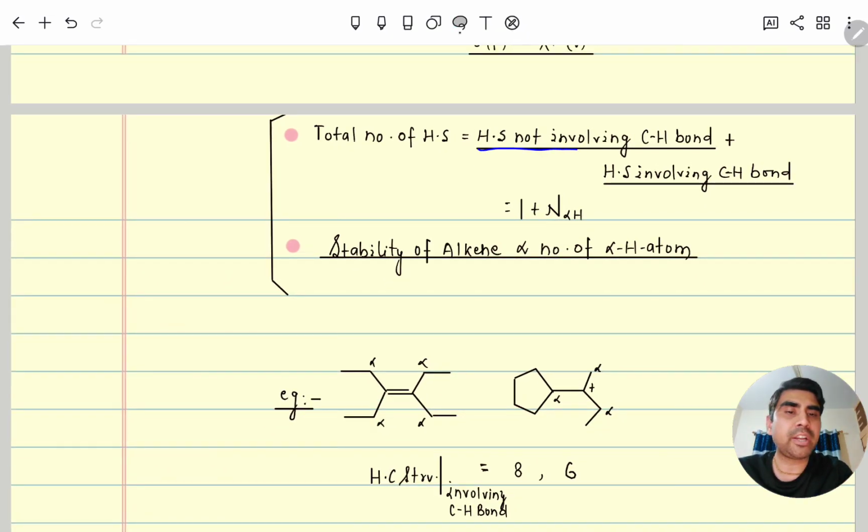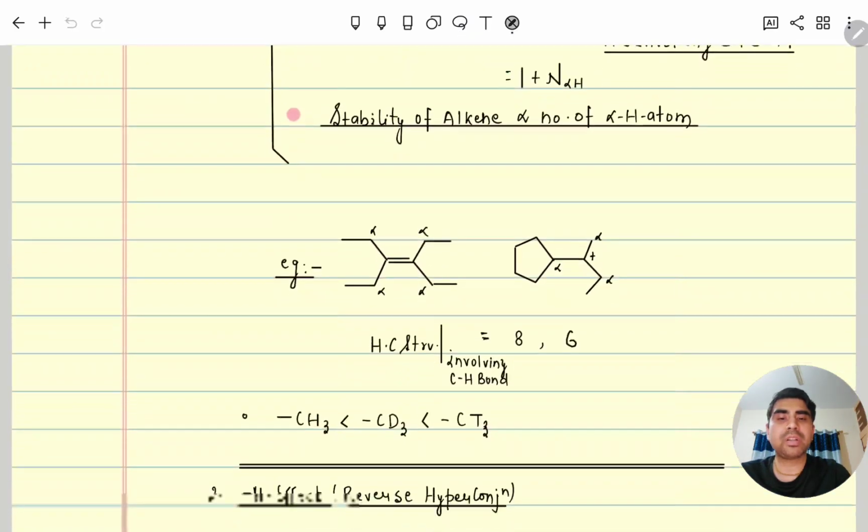One that you saw is not involving the CH bond, and the remaining 3 involve the CH bond, in propene. So the total number of hyperconjugative structures will be 1 plus the total number of alpha hydrogen. If they are asking for the total number of hyperconjugative structures, calculate the total number of alpha hydrogen plus 1. Stability of alkene is directly proportional to the number of alpha hydrogen.